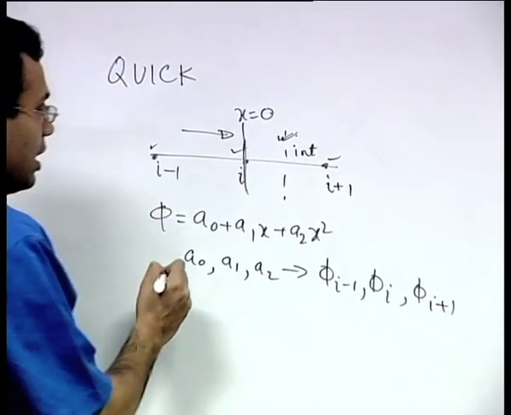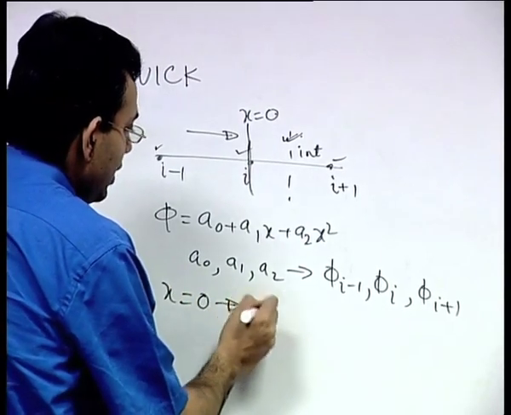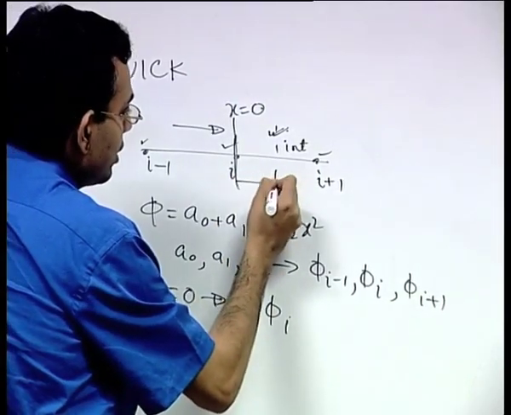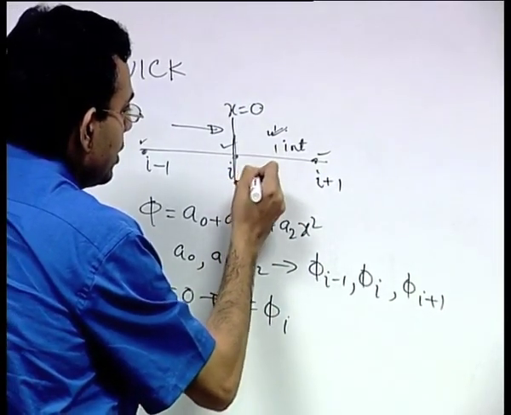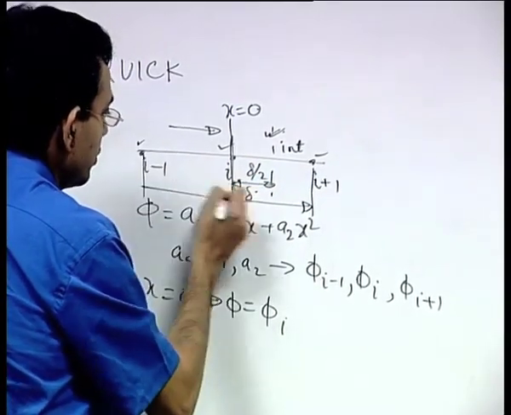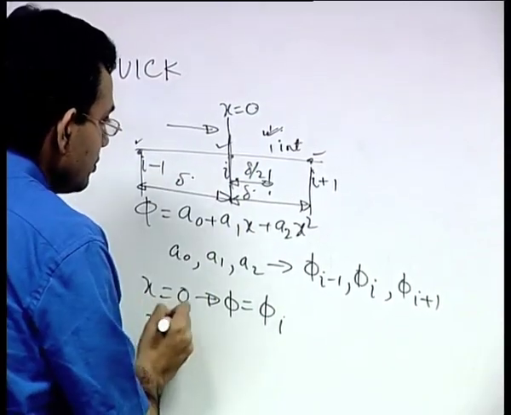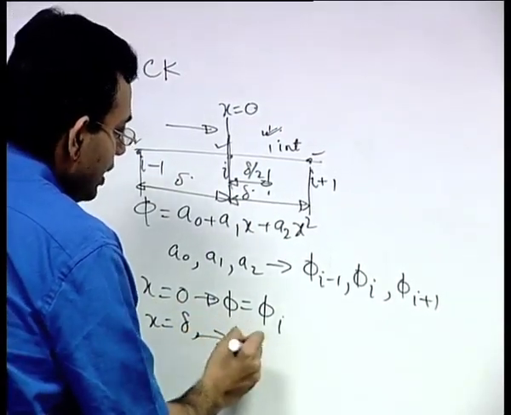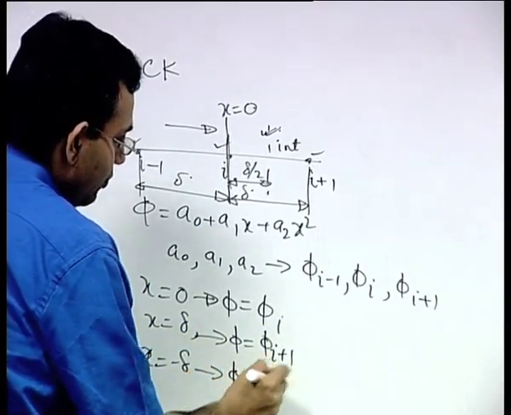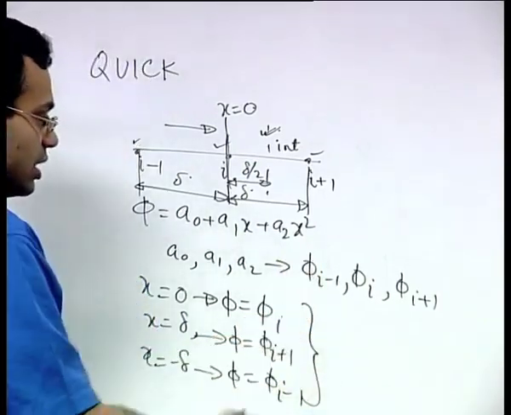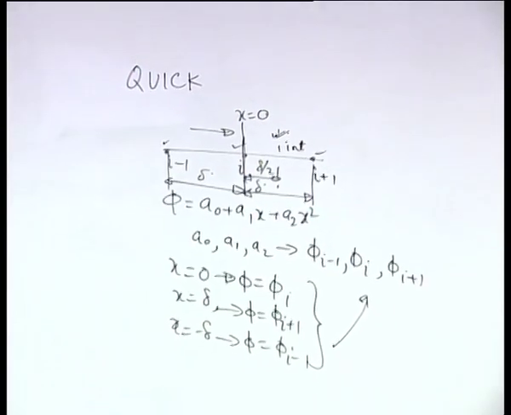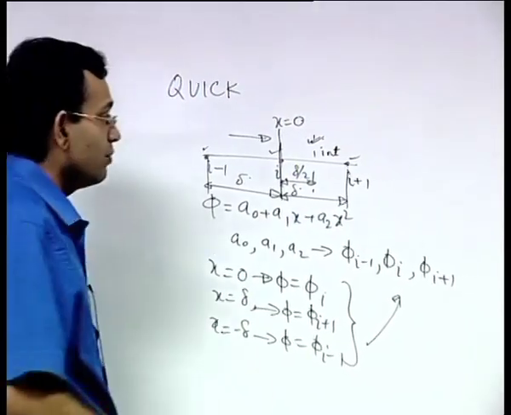by noting that when x equal to 0, phi equal to phi I. Let us say this is delta by 2 and this is delta. So, when x equal to delta, phi equal to phi I plus 1, and when x equal to minus delta, phi equal to phi I minus 1. So, if you use these conditions, you will get a0, a1, a2 in terms of phi I minus 1, phi I, phi I plus 1.